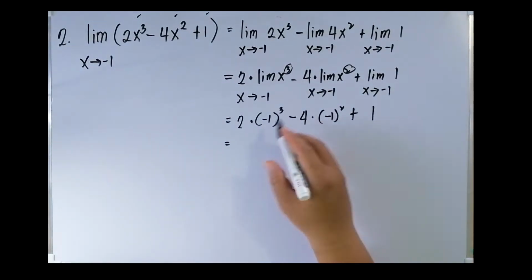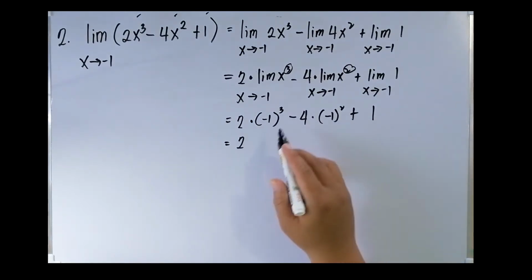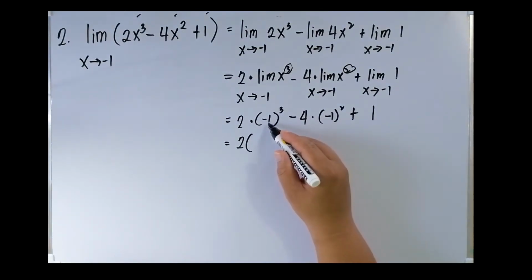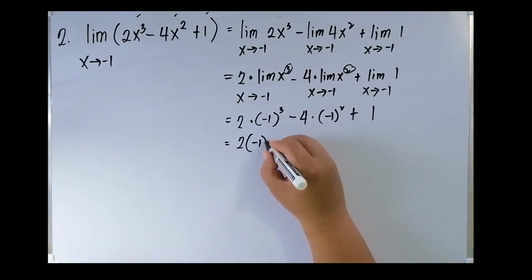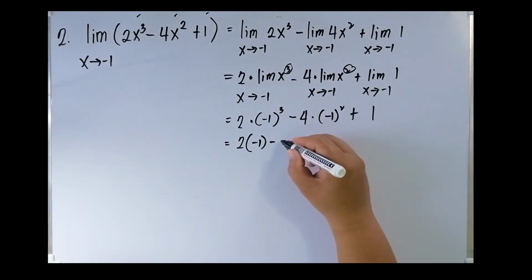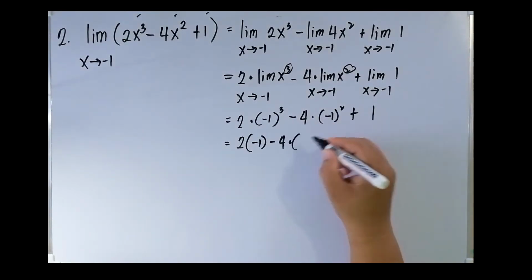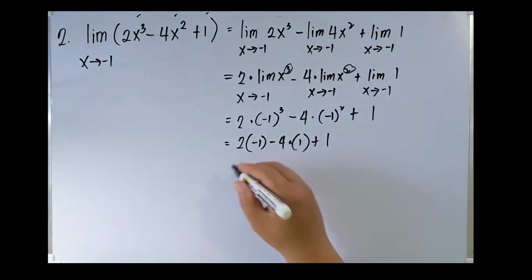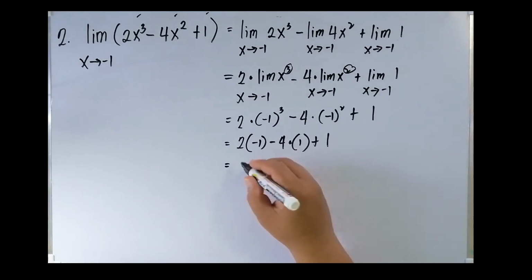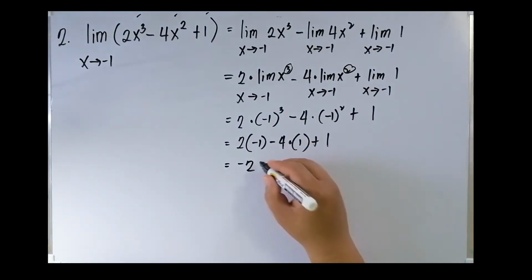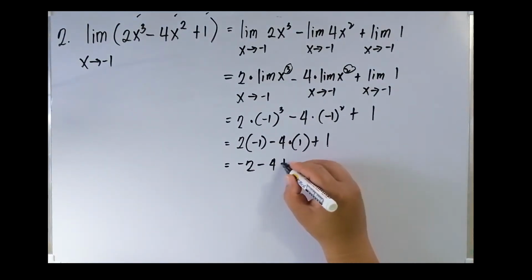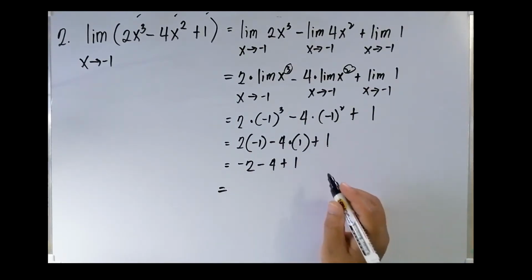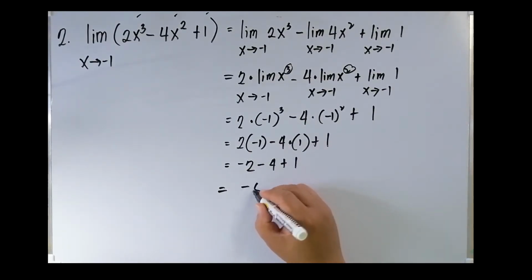So, this is equal to 2 times negative 1 cubed, we have negative 1, minus 4 times negative 1 squared is 1, plus 1. Simplify. We have negative 2 minus 4 plus 1. And this is equal to negative 5.